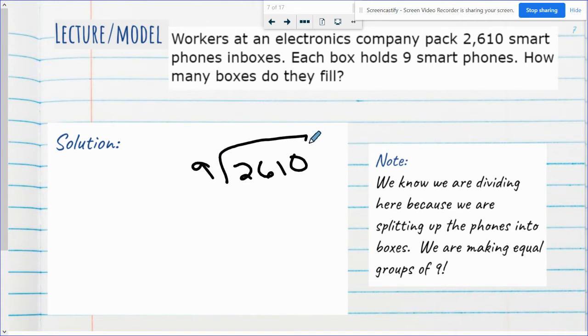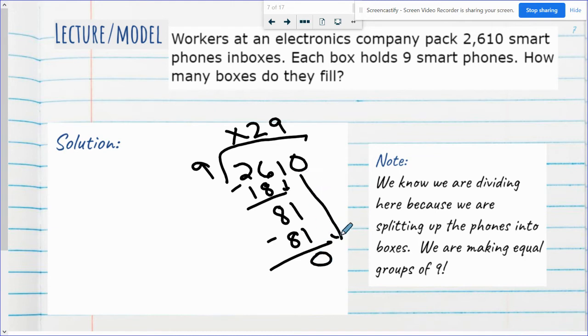All right, so now that I've set up my problem, 9 does not fit into 2, but it does fit into 26 twice. I know that 3 is too many because 9 times 3 is 27, and that would be too many. So we're going to stick with 2. Subtract, 26 minus 18 is going to be 8. Bring down that 1. Ooh, 9 fits into 81 9 times exactly. 9 times 9 is 81. Subtract, you get 0. And we're going to bring down our last 0.